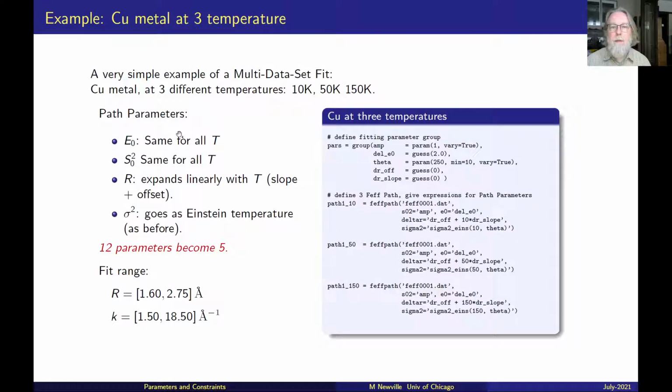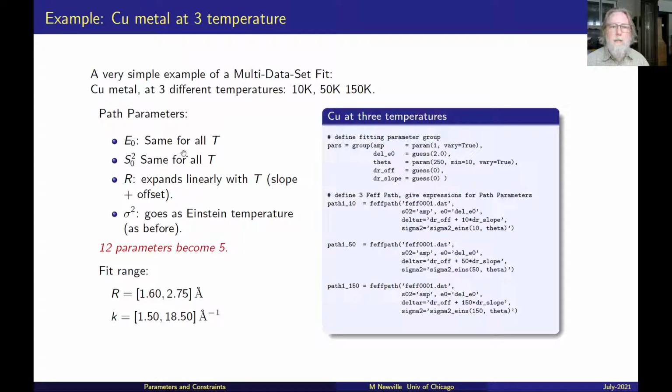So an example of this would be to take a multiple data set with data at multiple temperatures. For copper, we have some data that's taken at 3 different temperatures, 10, 50, and 150 Kelvin. And I can model all of those data together. I have one shell, but 3 data sets. So in principle, I would have 12 parameters, n, R, sigma squared, and E0 for each one. Each 4 parameters for each of the 3 data sets.